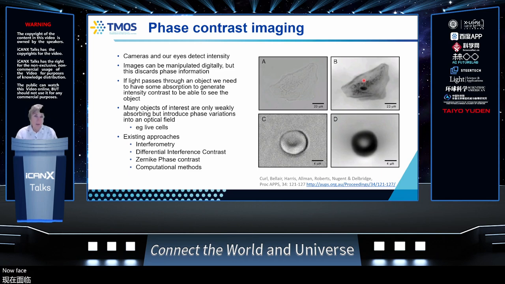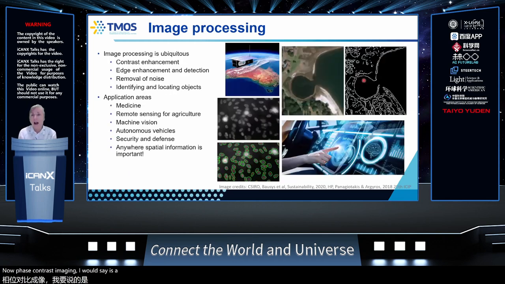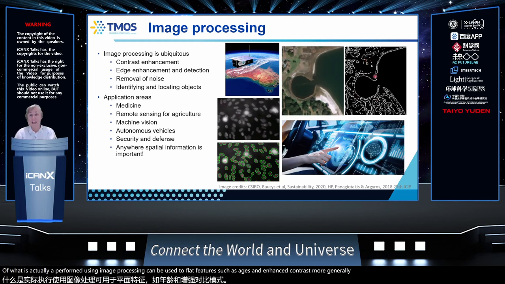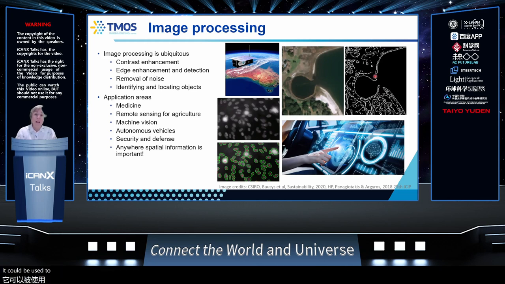Now, phase contrast imaging, I would say, is a class of image processing, which is a much broader field. And if you think about the way images are used in contemporary technology, image processing is very widely used. Typical examples are pulling out features such as edges, and enhancing contrast more generally. It can be used to remove artifacts from images and also to identify and locate objects within an image.